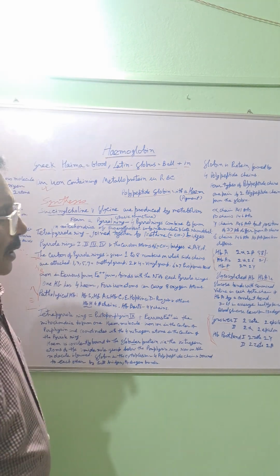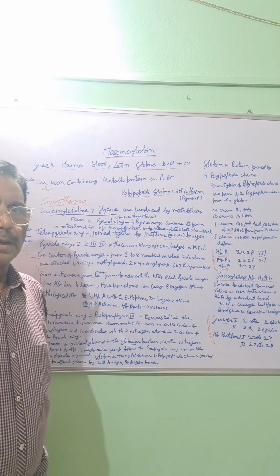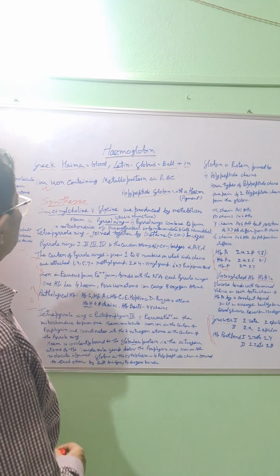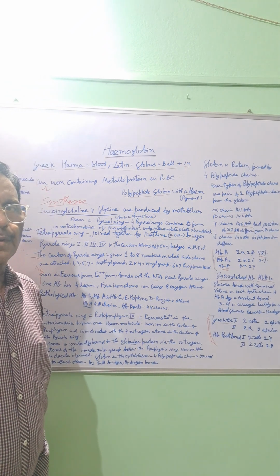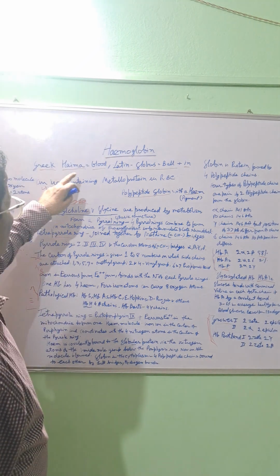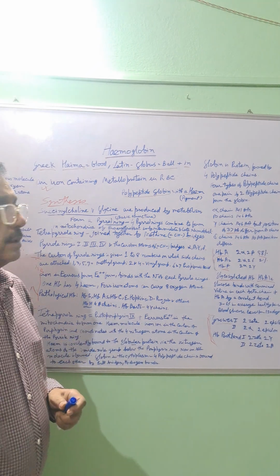Welcome, all of you, to this hematological section of human physiology. Today I am going to talk about hemoglobin. What is hemoglobin? Hemoglobin is derived from two words: Greek hema, that is blood, and Latin globus, that is ball.